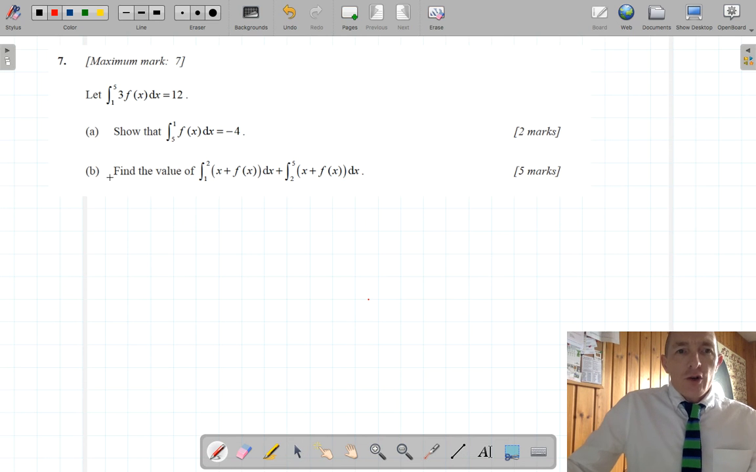Okay, there's an integration question here with some information, and this is a non-calculator question. So if you want to read the question, pause it, you can have a go yourself. I'll do the worked answer.